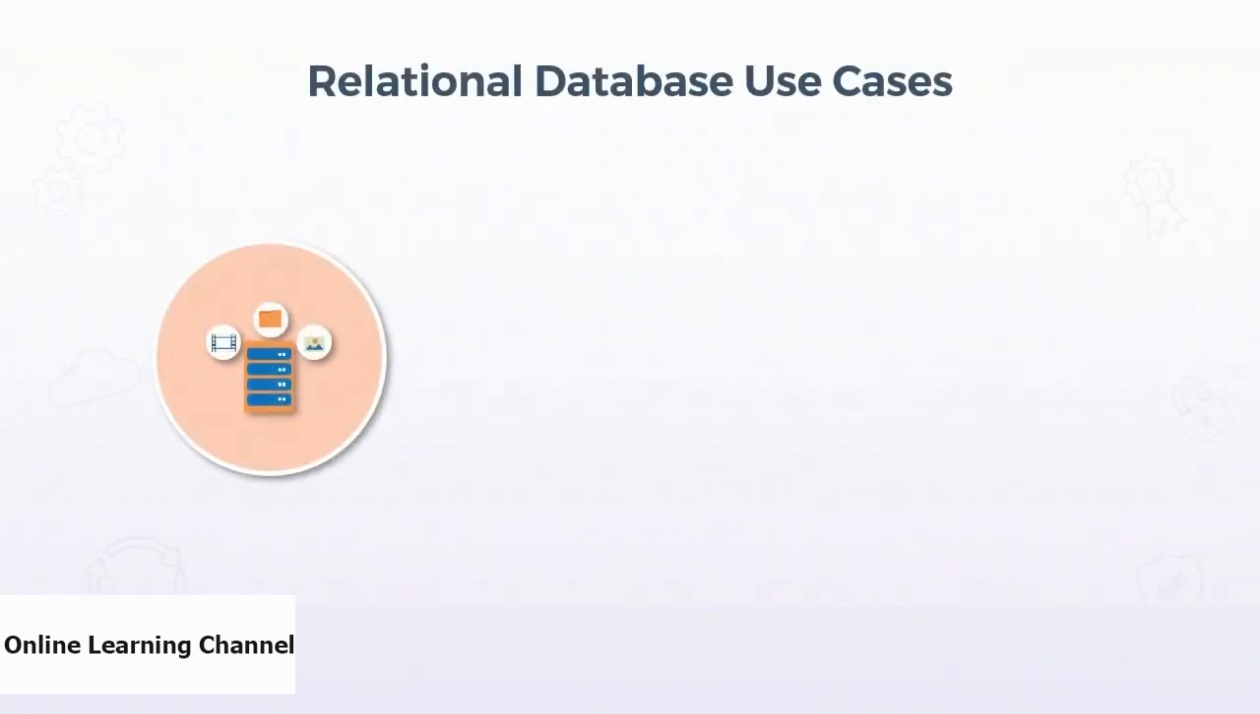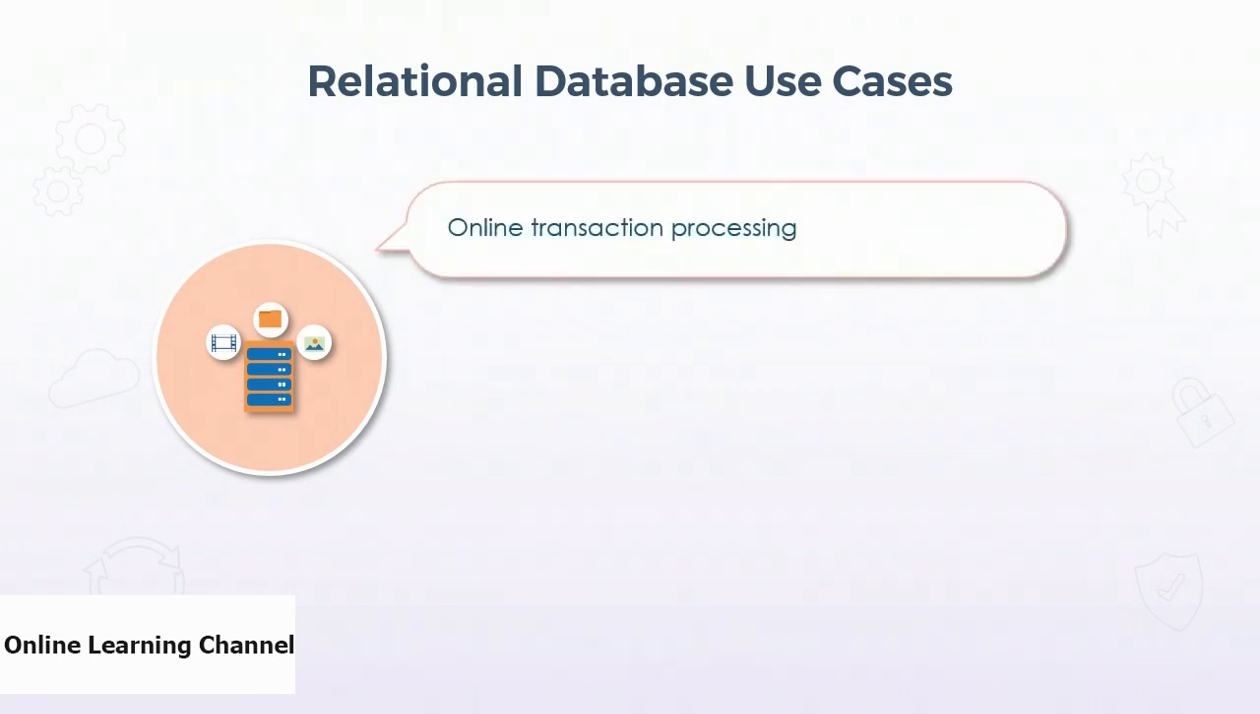So what are some relational database use cases? First of all, online transaction processing. Online transaction processing is database software designed to support transaction-related applications on the internet. OLTP database systems are commonly used for order entry, financial transactions, customer-related management, and retail sales. We'll discuss this in further courses down the road.